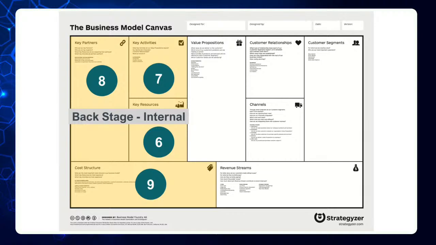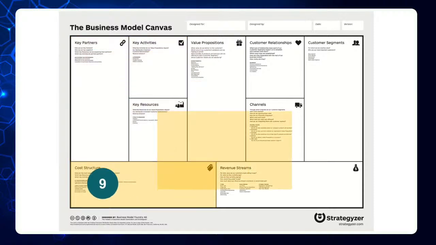Key activities are what you do with these resources. How do you work with these resources to create value? And key partners, who helps you do this, either with activities or giving you more key resources. And these 3 blocks effectively make up the cost structure of your business.